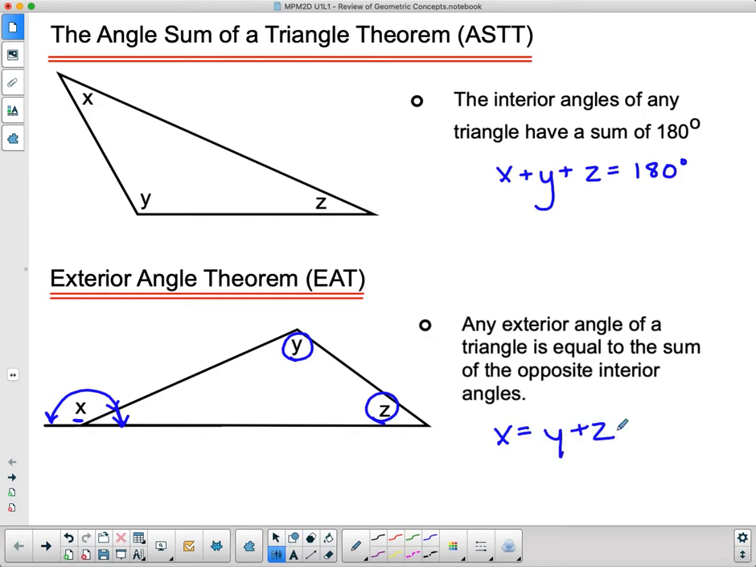Now when I extend a side of a triangle, so I could extend here, I'll use a different color, I could extend this side out. This here would be my exterior angle, and now it would equal the same as this angle and this angle put together. And we could do the third way over here. Let's pick a different color. Let's go with green. This angle here would be the same as this one and this one put together.